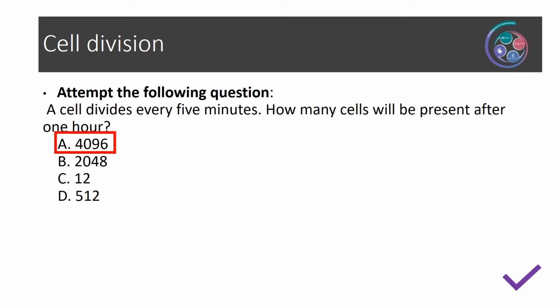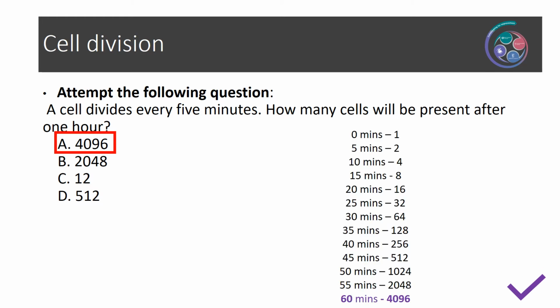It makes more sense to even just look at the question first. So, a cell divides every 5 minutes. How many cells will be present after 1 hour? Well, 5 minutes is our time it's going to take. So we know every 5 minutes we need to get a cell dividing. We need to do that for 1 whole hour. So let's start the process.